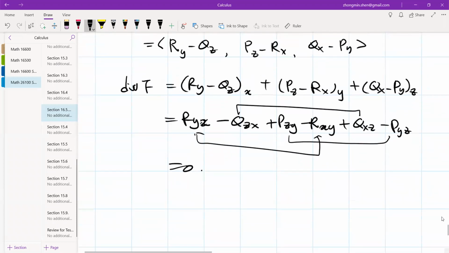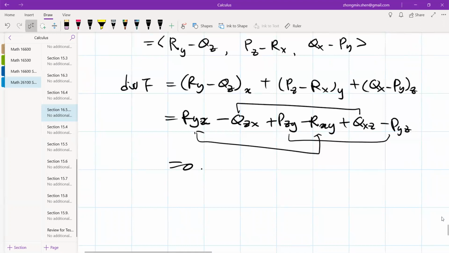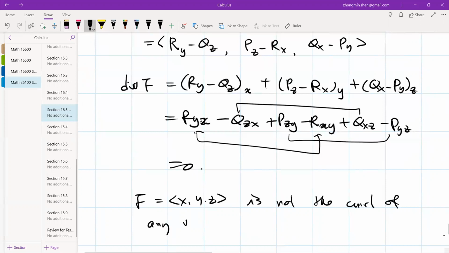But we know that there are vector fields whose divergence is not equal to 0. So you conclude that F = (X, Y, Z) is not the curl of any vector field, because if it were the curl of some vector field, then the divergence would have to be 0. It's not 0, so it is not.